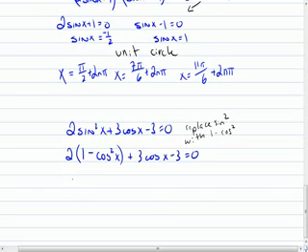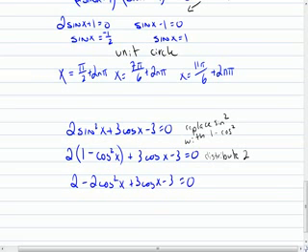Heck yeah, let's distribute. So we got 2 minus 2 cosine squared x plus 3 cosine x minus 3 equals 0. When you look at that step up there, you know it's quadratic because you see the cosine squared, but it doesn't look like a normal quadratic, so you just expand. Expand everything and then sort out the pieces. If we sort out the pieces here, we've got a negative 2 cosine squared x, a positive 3 cosine x, and a negative 1.